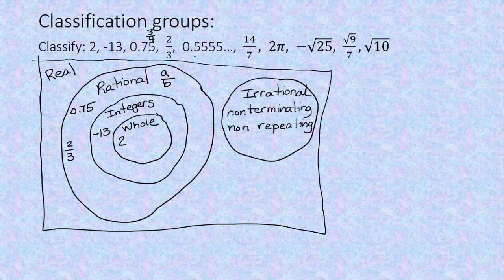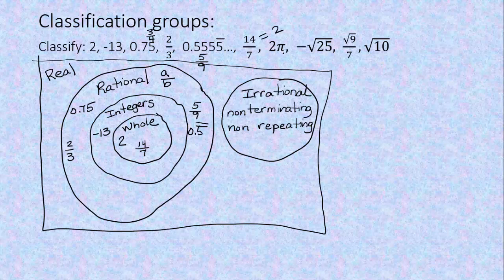How about a repeating decimal like 0.55555 forever? It turns out that all repeating decimals can be written as fractions. This one's equal to 5/9 exactly. So it's a rational number. So repeating decimals are rational numbers, and they're rational and real both. Okay, 14/7's kind of a trick question. This is equal to 2 if you reduce it, so actually it's a whole number, which is also an integer and rational and real.